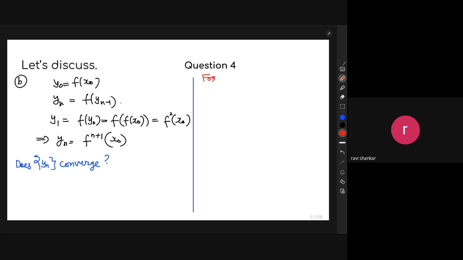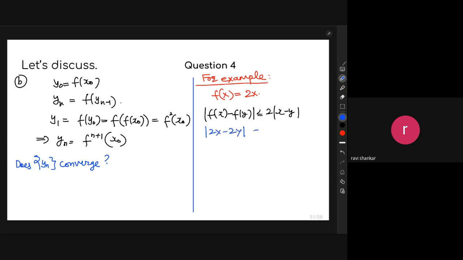So for example, if you take this function f(x) to be 2x, clearly this function satisfies the inequality given in the question. What's the inequality? The inequality was modulus of f(x) minus f(y) is smaller than or equal to 2 times modulus of x minus y, and it is 2x minus 2y, which is equal to 2 times modulus of x minus y, since 2 can be taken out. So this function satisfies the inequality, hence this function satisfies the hypothesis of the question.